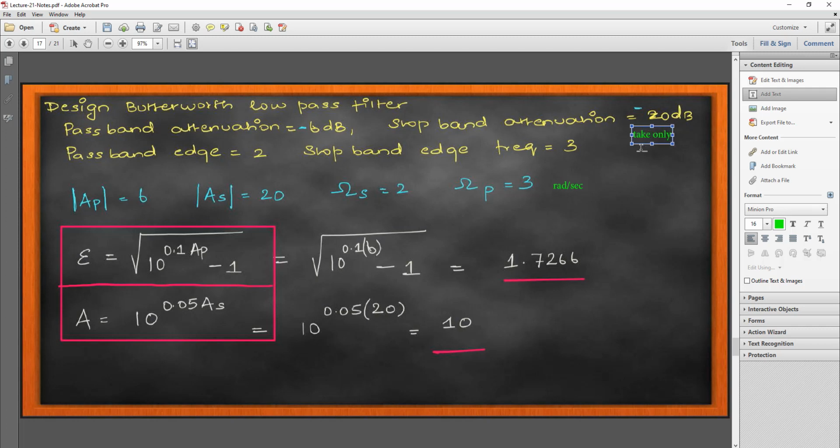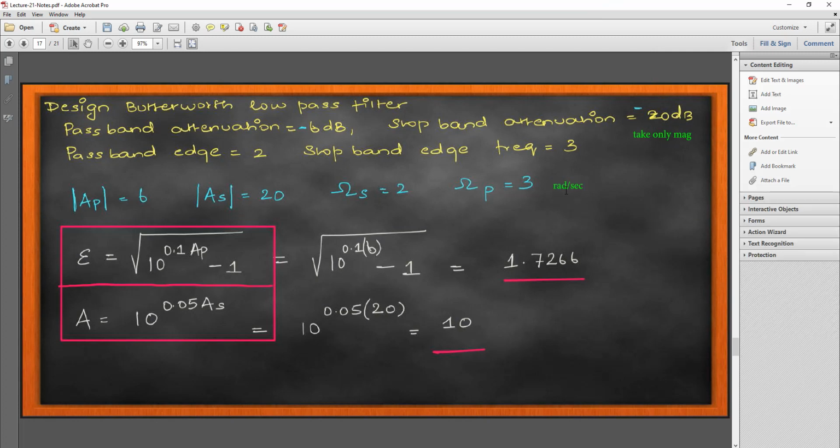And here we are taking only the magnitude, which means the sign is not considered. So take only magnitude for this. Okay, so that is your unit, radians per second, and here you take only the magnitude. So now my magnitudes are 6, 20, 2, and 3. These are the 4 design parameters that are available with me before I write my program.